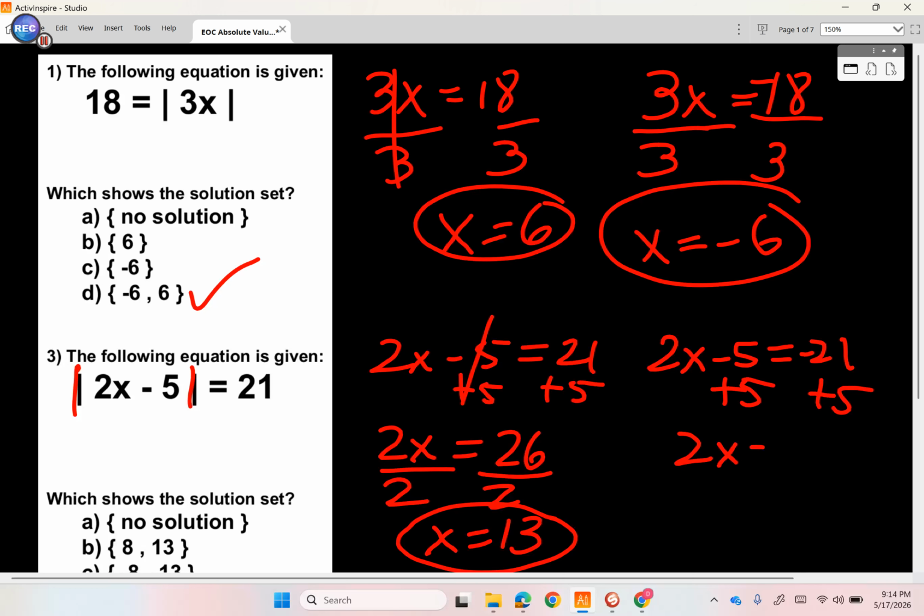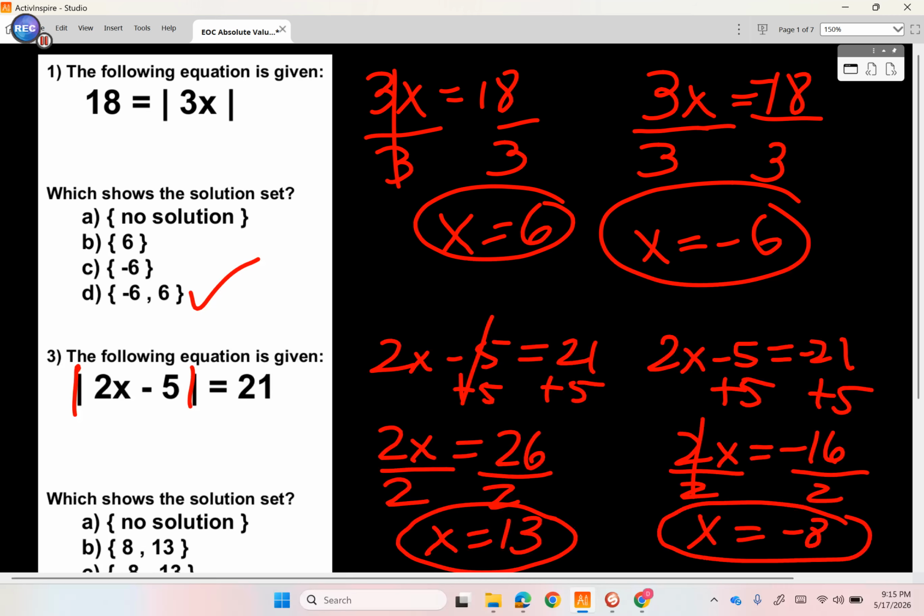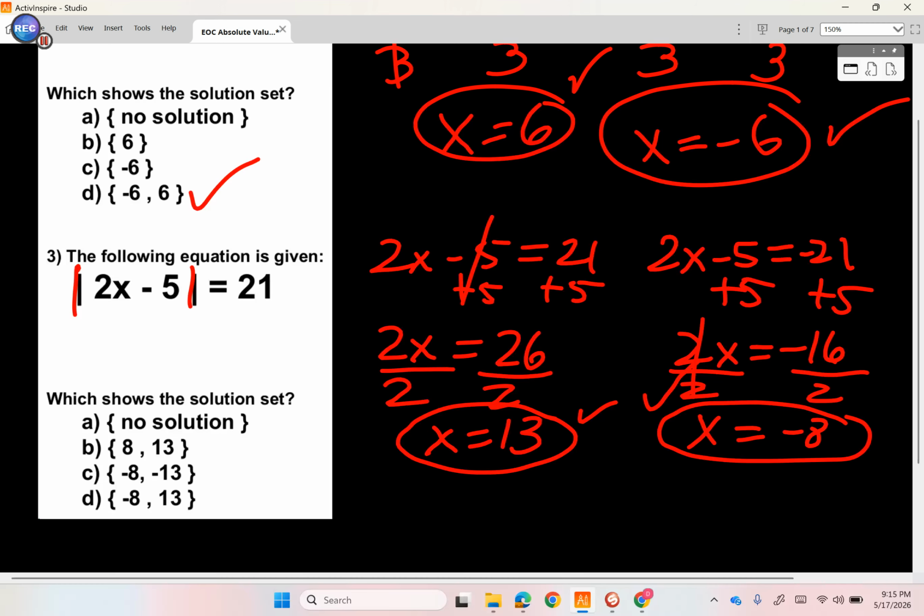Now we get 2x equals negative 16. Divide by your coefficient as always at the end if there's a number touching your variable, and you get x equals negative 8. So again, you get two answers, right? Unless that last number is a negative, and you're going to see it happen on the next page most likely.